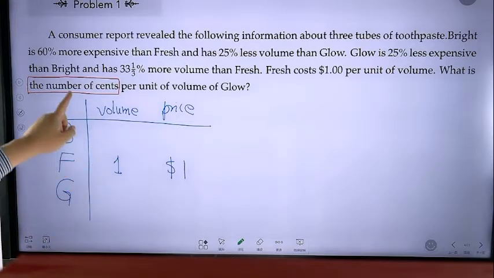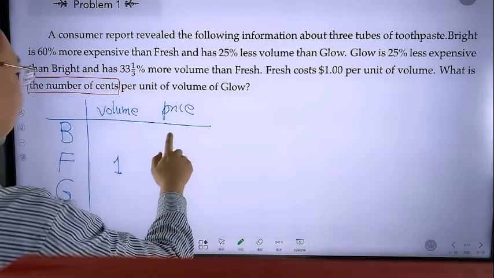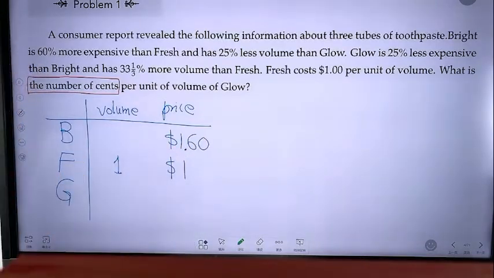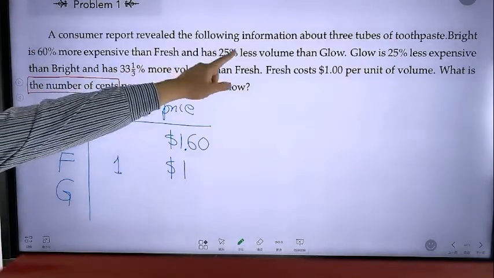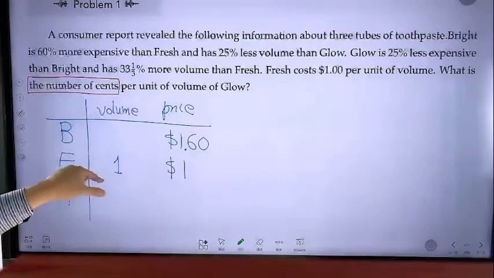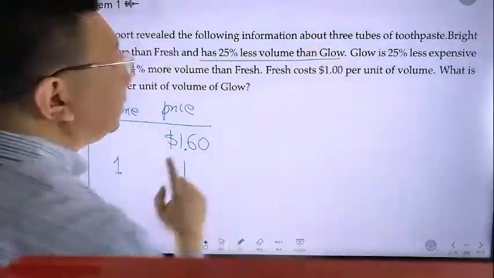Okay, and then I read the first condition. Bright is 60% more expensive than fresh. So $1, and 60% more, of course, is $1.60. I'm going to use dollars first, and then we change into cents. And the next part, 25% less volume than glow. But maybe we leave this condition for now, as we don't know which part to set. However, we already set the volume for F, so it's better that we wait on this condition. Okay, so let's underline it.